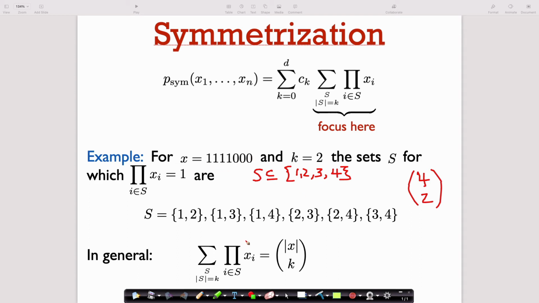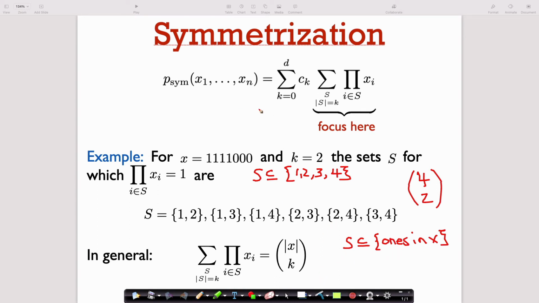Okay. So in general, you can show that this term here is just going to be equal to the Hamming weight of X choose k, right? Because that's exactly how many subsets of size k there are such that this monomial will evaluate to 1 on X. It's exactly the number of subsets S of size k which are actually contained in the set of ones in X, right? And those are the monomials which are going to evaluate to 1 here.